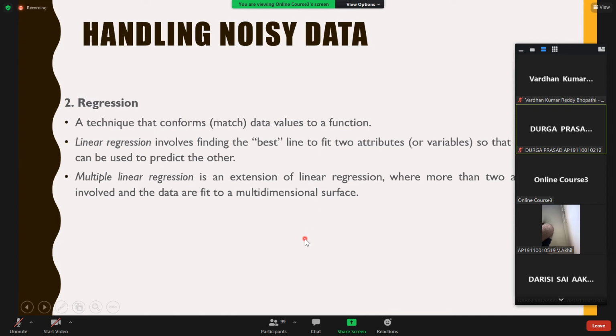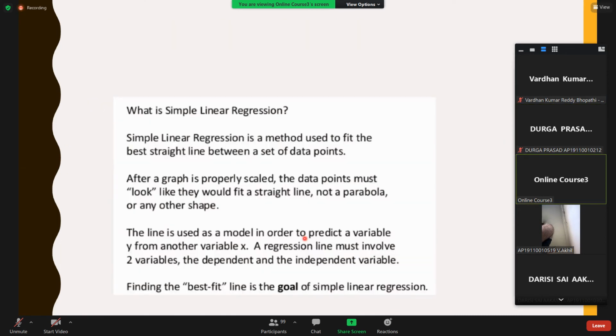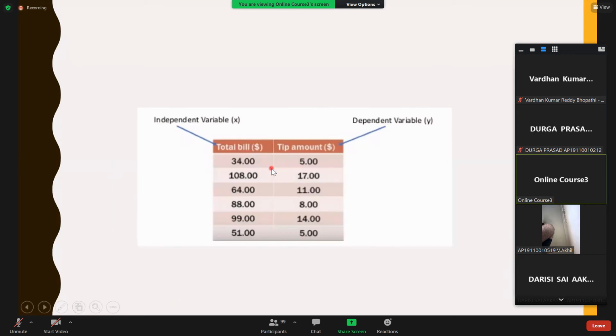In case of regression, we discussed a simple linear regression. This method is also used for handling the noisy data. Actually, we know linear regression is used for prediction. So how is this prediction modeling technique used for handling the noisy data? We discussed it with an example. Here we have two variables. One is the dependent variable, which is the tip amount, and another one is the independent variable.